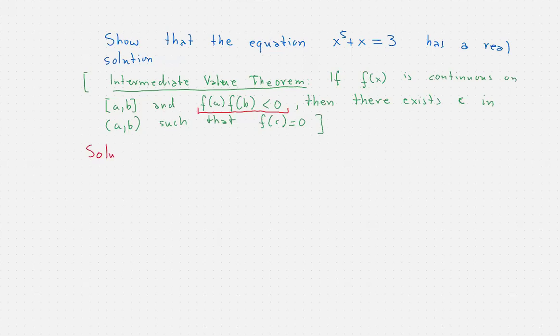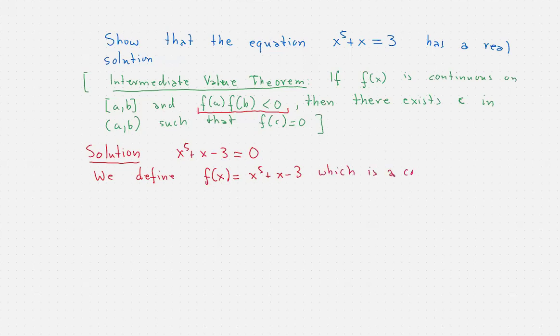That's the idea here. So first of all, we have to create this function, and the way to do so is to bring everything to the left-hand side. So we begin by rewriting the equation as x to the fifth plus x minus 3 is equal to 0, and then we define f of x to be x to the fifth plus x minus 3, which is a continuous function. It's a polynomial. It's continuous everywhere.